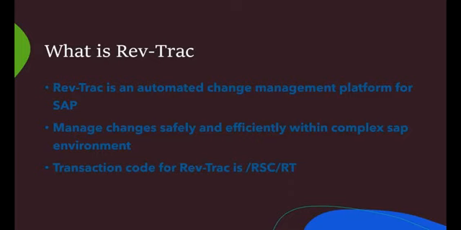That means all the transports related to a particular development of a particular object are under the control of the RevTrack request. There is no chance of a missing transport with the RevTrack platform. That is the major benefit of using RevTrack. The transaction code for RevTrack is /RSC/RT. To use this, RevTrack should be integrated with the SAP system. We will see in the system now how to create a RevTrack request.